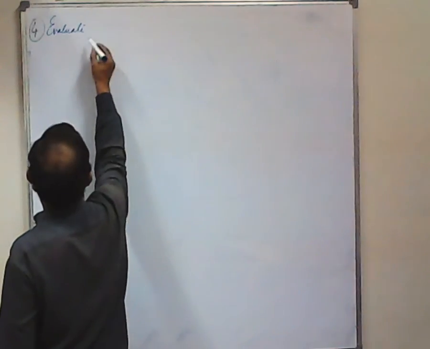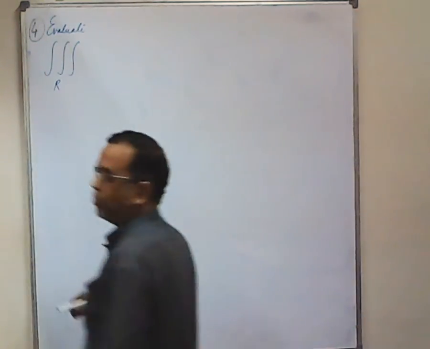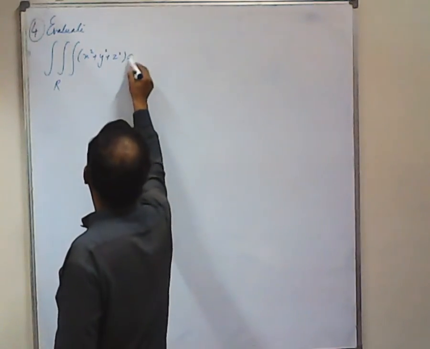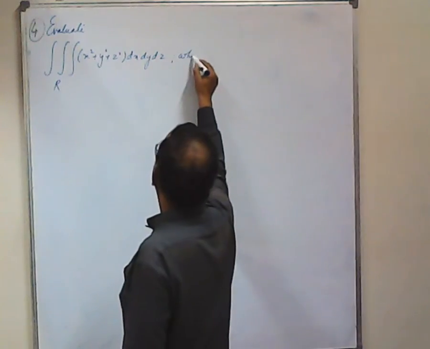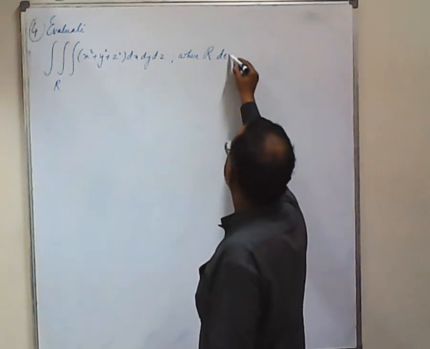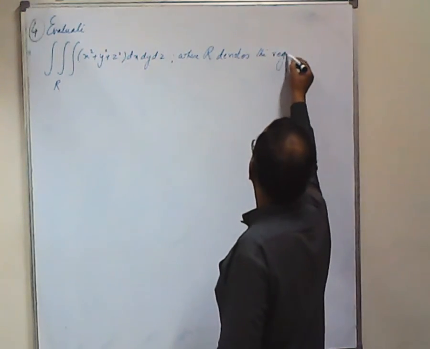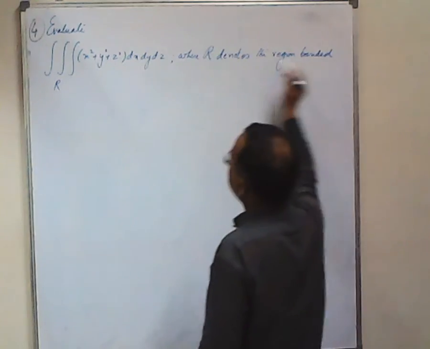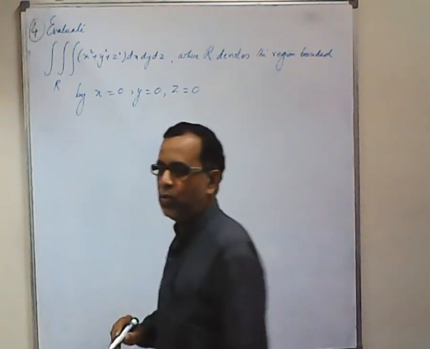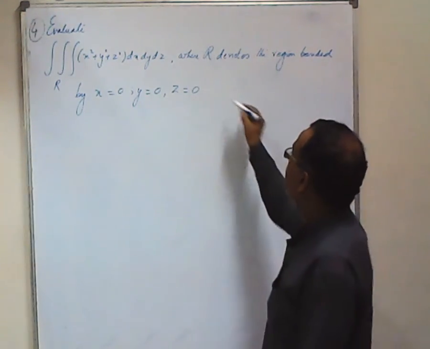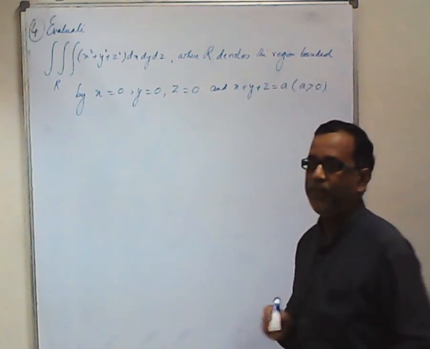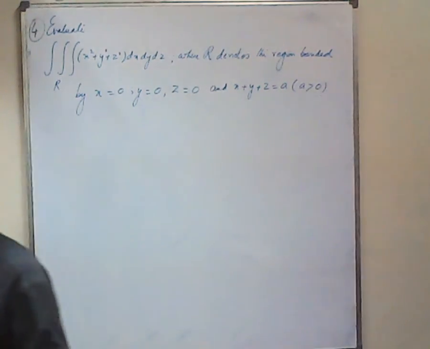Let's say I have these 3 integrals over any region R, of x square plus y square plus z square, with dx, dy, dz, where R denotes the region bounded by x equal to 0, y equal to 0, z equal to 0, and x plus y plus z equal to a, for all a greater than 0. So now I write an example in a word problem format.